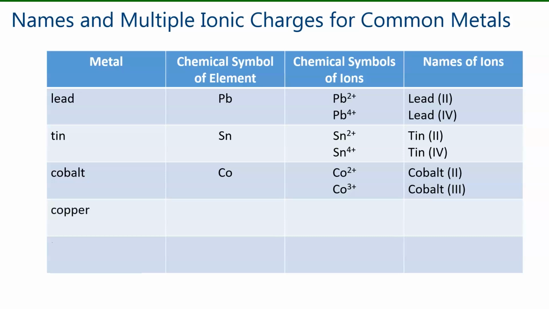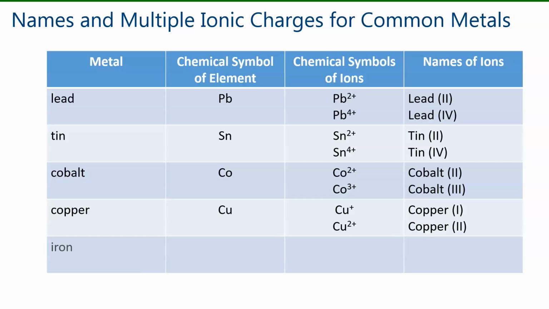Our next metal is copper. The chemical symbol of copper is Cu. When we look copper up on the periodic table of ions, we can see there's 2 ions for copper. We have copper with a +1 charge and copper with a charge of +2. When we name those ions, we say copper 1, representing the 1 with a Roman numeral, and copper 2, representing the 2 with Roman numerals.